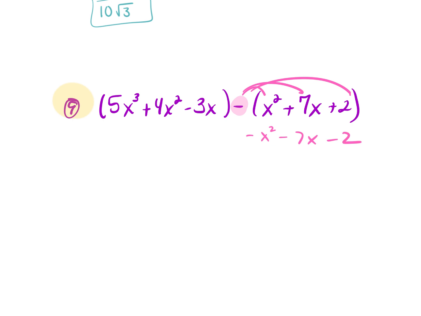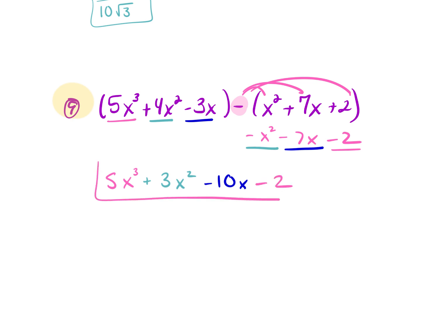So starting with our highest degree, we have 5x to the third power. Nothing gets combined with that. We don't have any like terms. Then we have 4x squared minus x squared. What would that be? 3x squared. Then negative 3x minus 7x. Negative 10x, awesome. And then lastly, just the constant, negative 2. So this would be our answer, and this is in standard form.